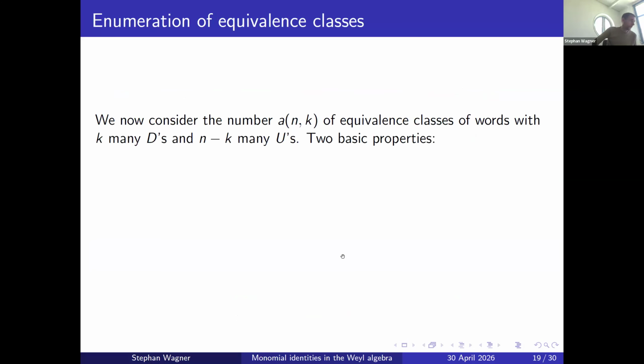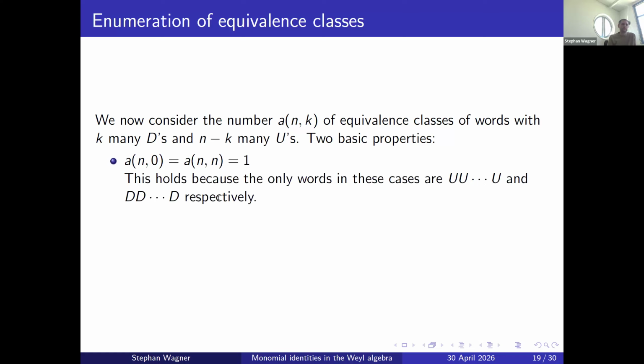Okay, so now we finally get to the enumeration. We're interested in the number of equivalence classes. So A_{n,k} will be the number of equivalence classes of words with k D's and n minus k U's. One obvious property is that A_{n,0} equals A_{n,n} equals 1. That's the cases where you only have U's or only D's. In this case, that's the only element of the equivalence class. That is fairly easy to see because you can't perform any balanced commutations, any balanced flips, nothing like that.